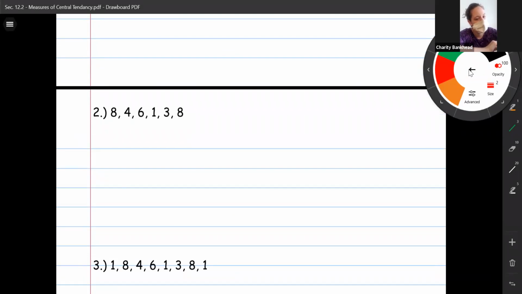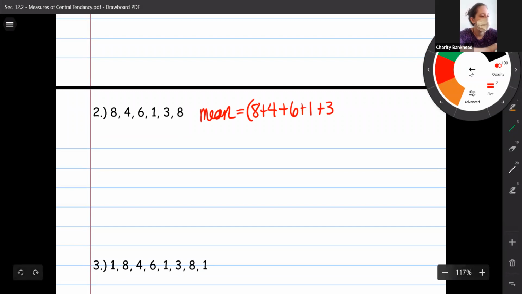What was the answer on the middle? 4.5. All right, so add these all up. And then divide by 6. So that equals 30 divided by 6, which equals 5.